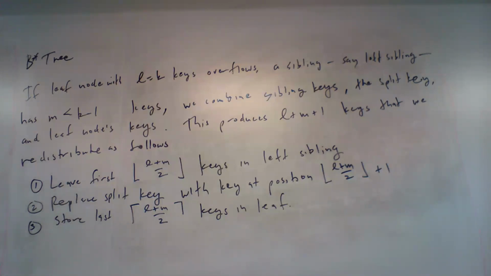Okay, so it's not as straightforward or as basic as simply moving a key around, which we could do. What you're actually doing is trying to balance out how many keys are in the left sibling and the leaf so that you can defer having to do this redistribution again. If you just move one key, then you might have to redo it again on the very next insertion. And although it's not super expensive, it's certainly more expensive than just dropping a key into a leaf.